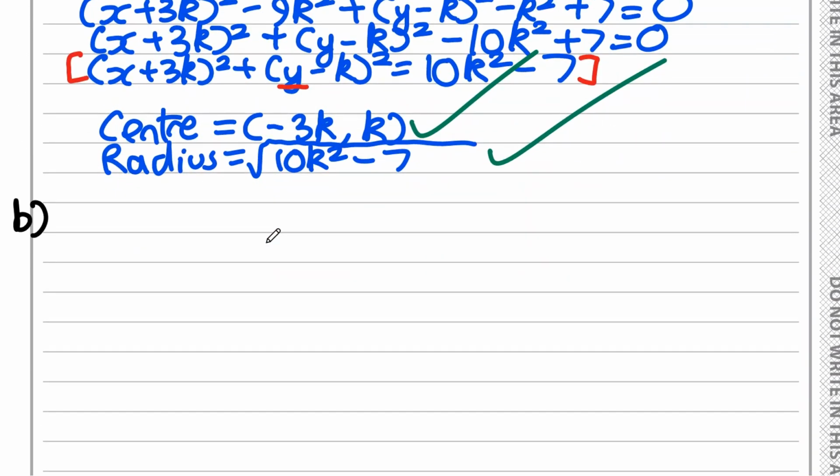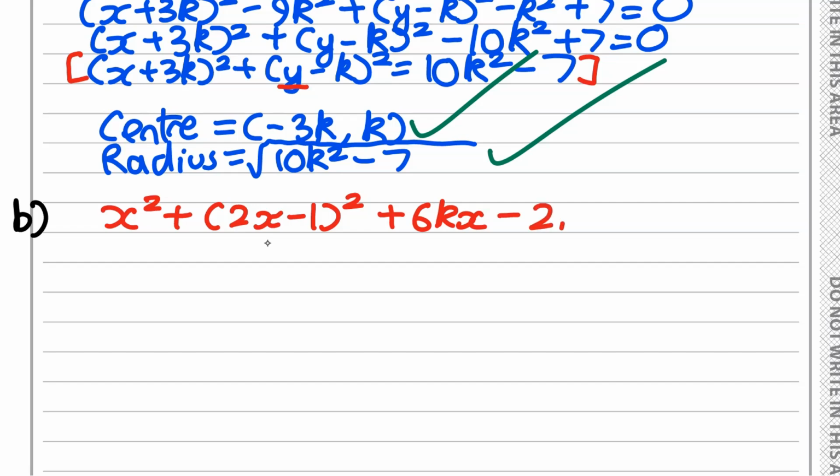So if we do this, it's going to be x squared plus, and then instead of y squared, it's going to be (2x minus 1) squared. Then it's going to be plus 6kx, and then minus 2k, and then instead of y, it's going to be (2x minus 1), and then plus 7 is equal to 0. And what we're going to do is simplify this.